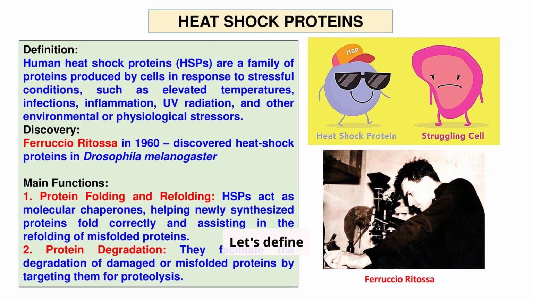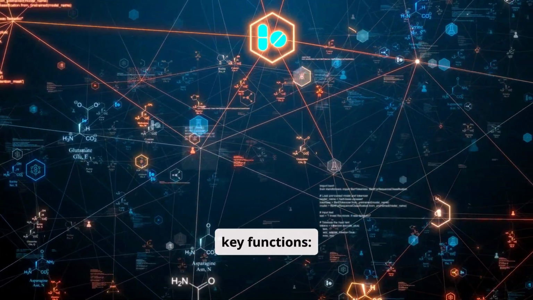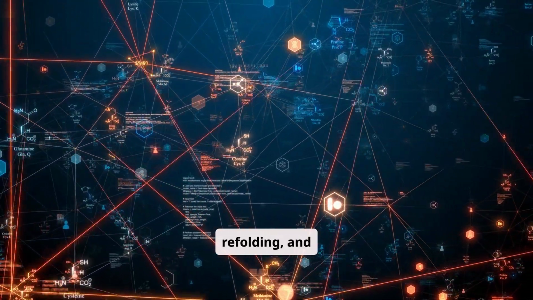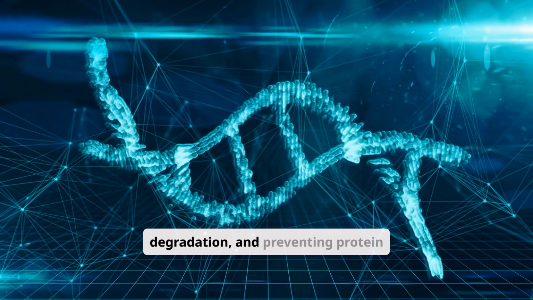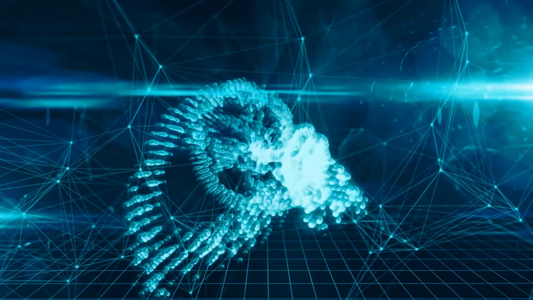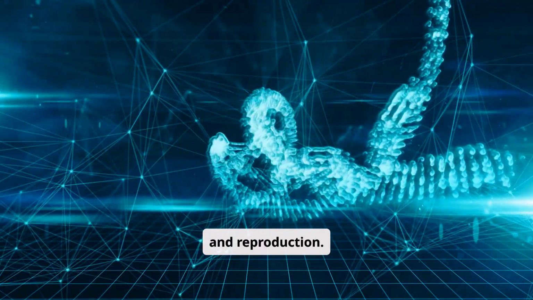Let's define heat shock proteins, HSPs. These are a family of proteins produced in response to stress. We'll discuss their discovery by Ferruccio Ritossa and their key functions: protein folding, refolding, and degradation. HSPs play crucial roles in stress protection, immune response, and apoptosis regulation. They're involved in host defense, protein degradation, and preventing protein aggregation. However, continuous expression can impact growth and reproduction.